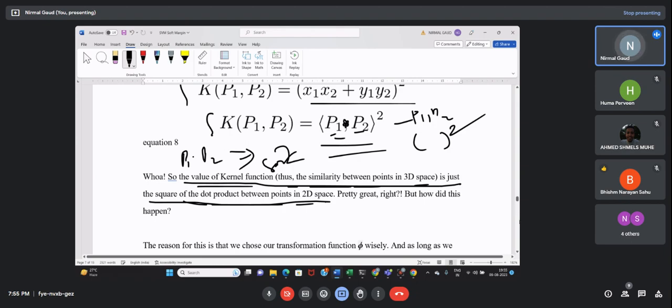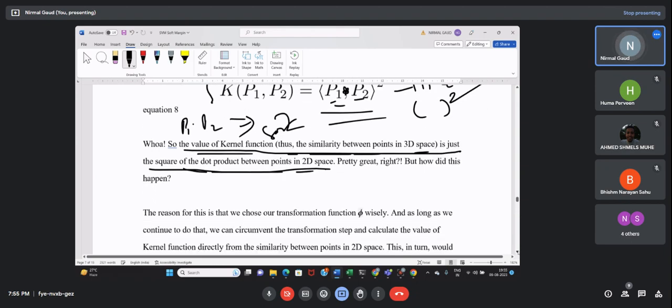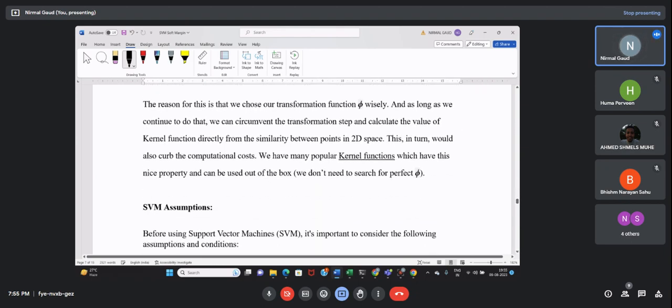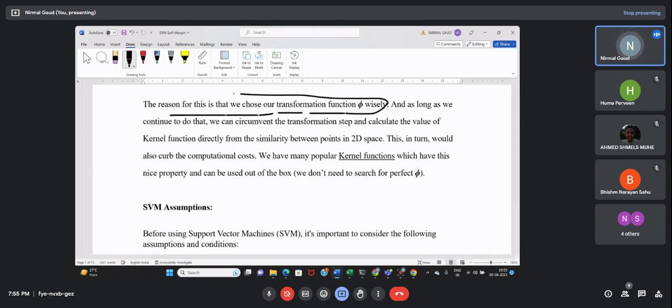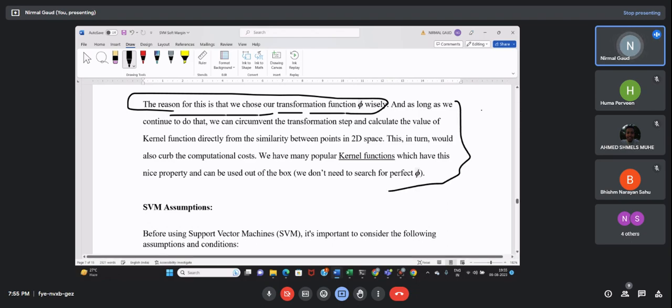Okay, अब ये हुआ कैसे, क्या कहना चाह रहे हैं वो, how has this been achieved? The reason for this is we choose our transformation function very wisely. We have to choose this transformation very wisely. ये तो है actually. This is the game, how to choose a kernel function. Either you are going to choose linear.